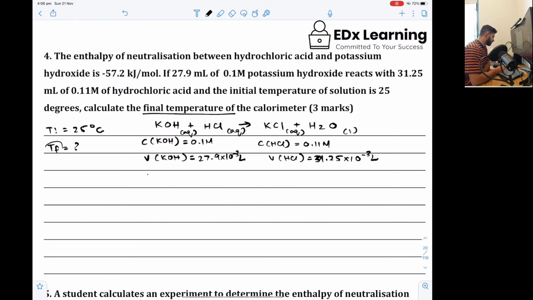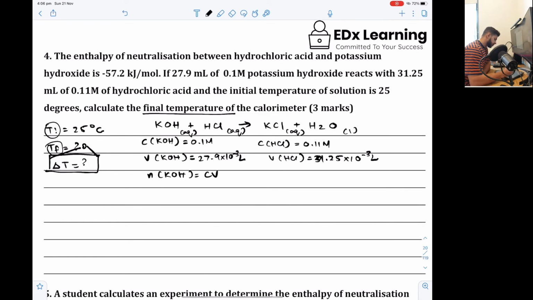So if we want to find TF, we've got TI. We need to find the change in T. So the true question is, what is the change in temperature? If you find the change in T, you've got your answer, right? That's what I mean by framing the question. Good. So number of moles of KOH, what did you get?